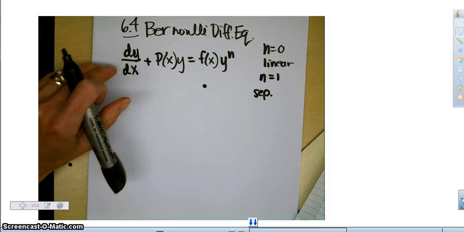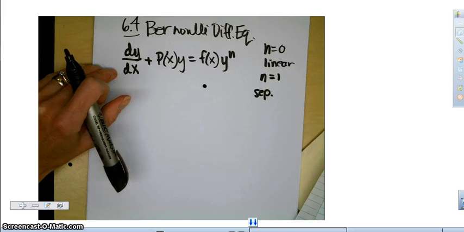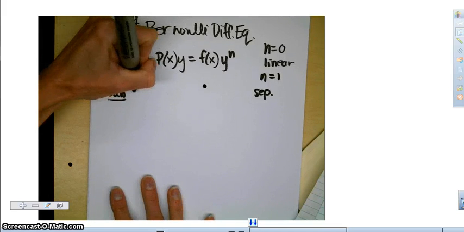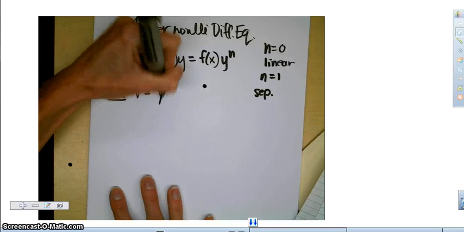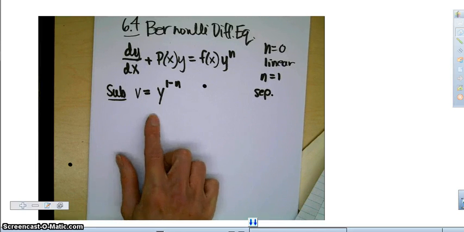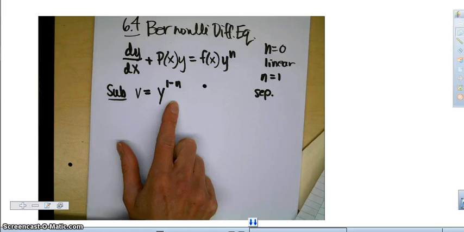So our goal is to make this into a linear differential equation, and we do that through a substitution. That substitution is v equals y to the 1 minus n power. So your substitution in a Bernoulli differential equation, you're going to start with this substitution.